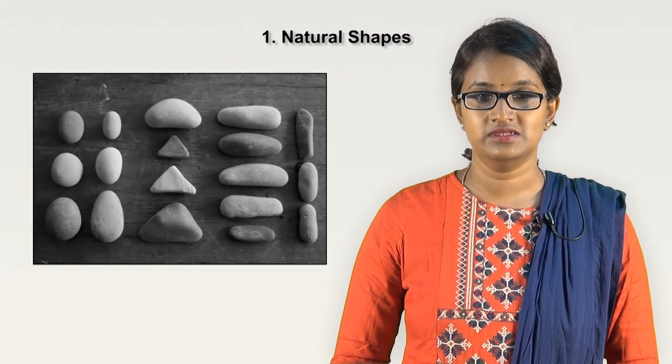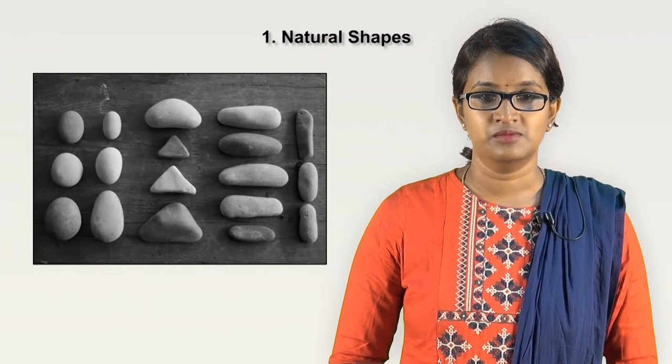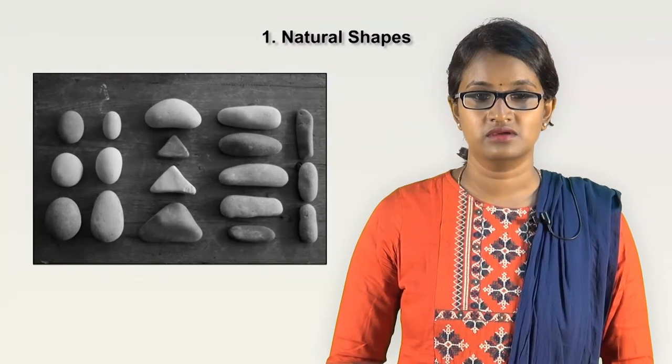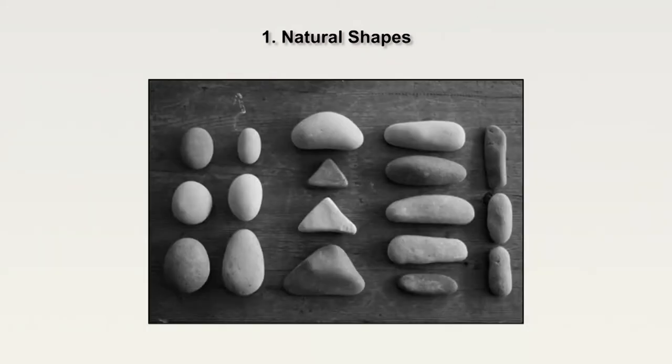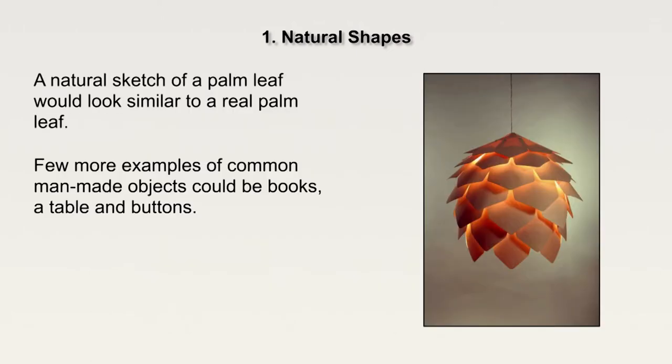Natural shapes can be easily differentiated because they appear to be things that we are normally conversant with. A natural sketch of a palm leaf would look similar to a real palm leaf. A few more examples of shapes of common man-made objects could be the shape of books, the shape of a table or buttons, and so on.